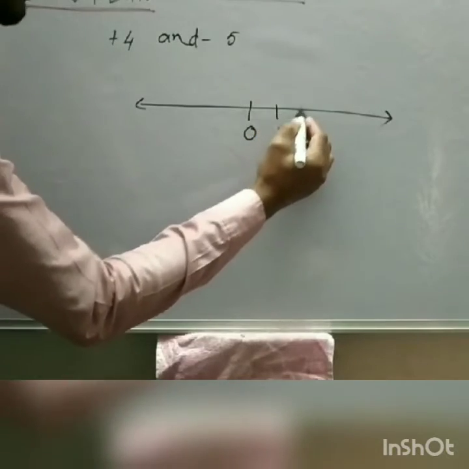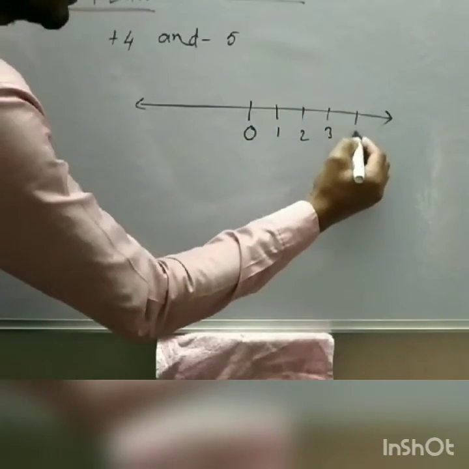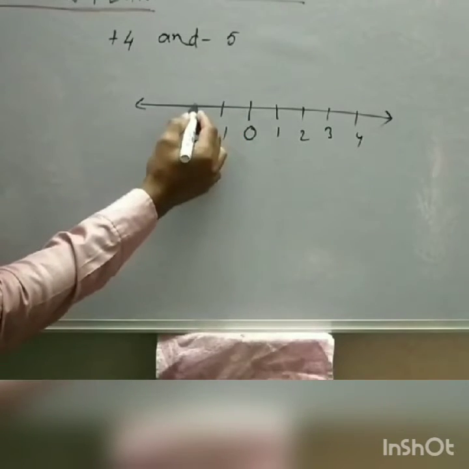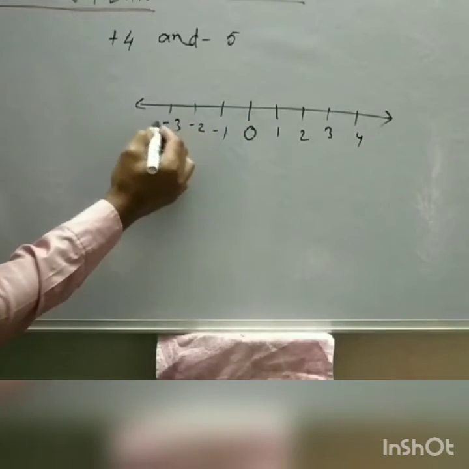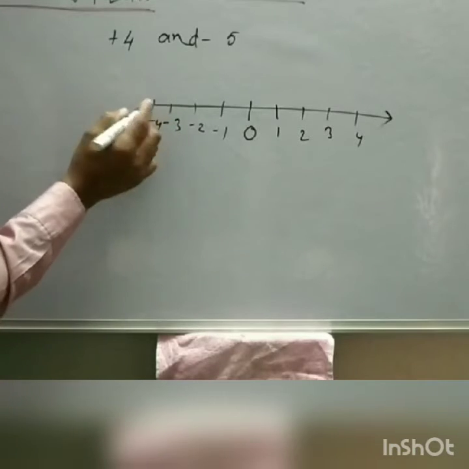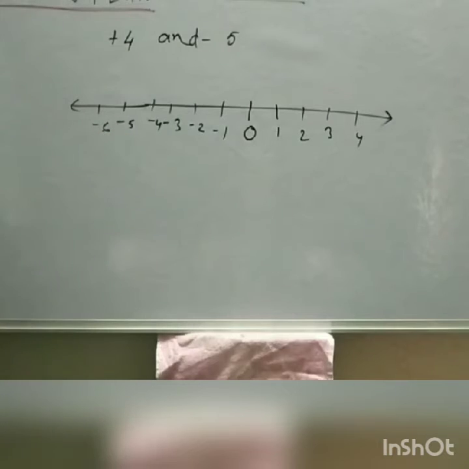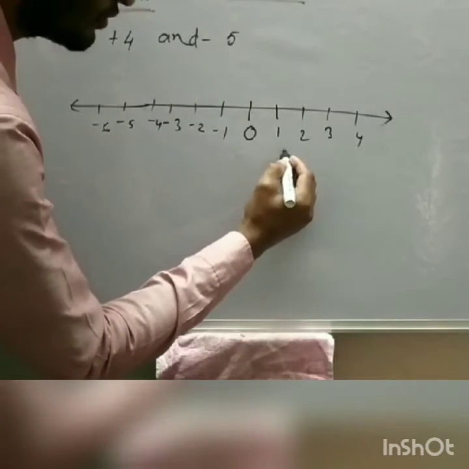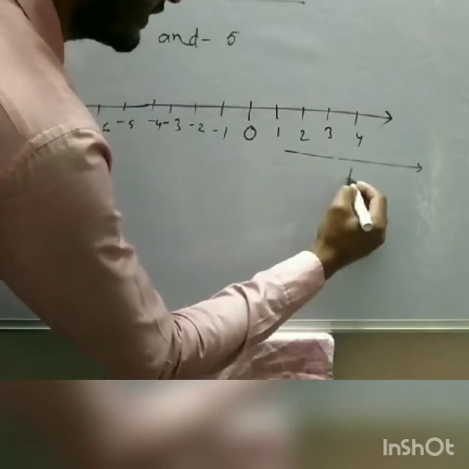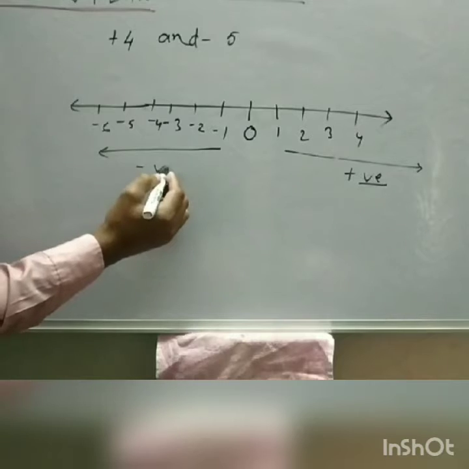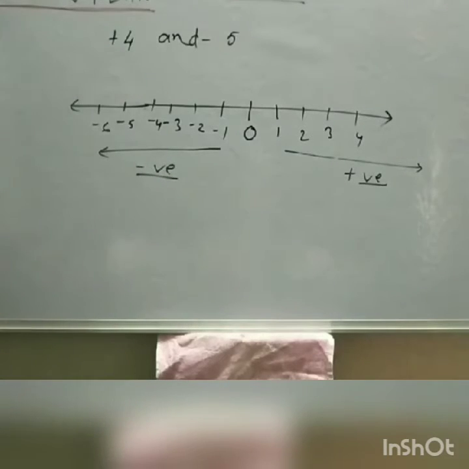the right side 1, 2, 3, 4 like this, and on the left side -1, -2, -3, -4. Sometimes we can put 5, 6 like that also, -5, -6 on the number line. So from 0 to this side, these are the positive numbers and these are the negative numbers. These numbers can be plotted very easily.